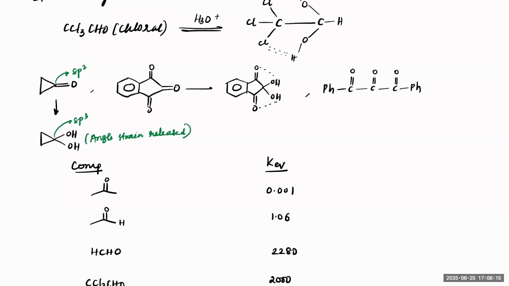And now this is called ninhydrin. This is ninhydrin. So you can see ninhydrin on hydrolysis will make this particular carbonyl as OH and OH. When it becomes OH and OH, the adjacent oxygen will make a hydrogen bonding, and because of that hydrogen bonding, this is a very stable hydrate. So this is a stable hydrate.